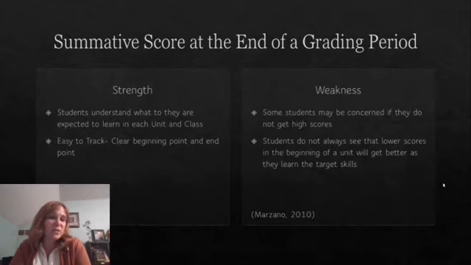One of the strengths of that is students understand what they're expected to learn if those targets are posted at the end of each unit and at the end of each class. It's easy to track. There's a clear beginning point and ending point. Some of the weaknesses: some students may be concerned if they don't get high scores. Students become disengaged if those scores or mastery levels aren't met. Students also do not always see that lower scores at the beginning of a unit will get better as they learn and move on. Those formative assessments in the beginning may not show that they're great, and they don't always reach mastery levels because they are checked out by the time the summative assessment gets there.